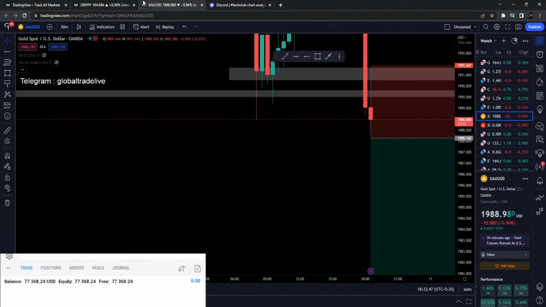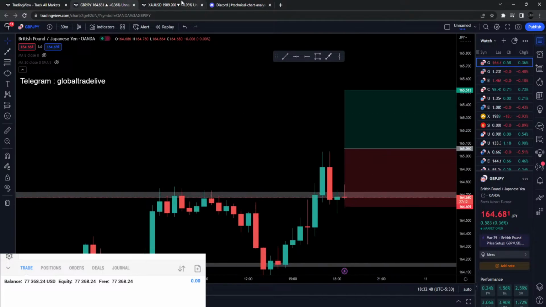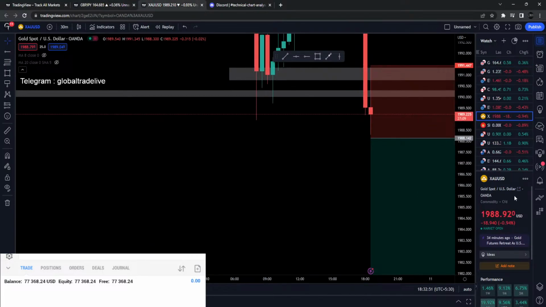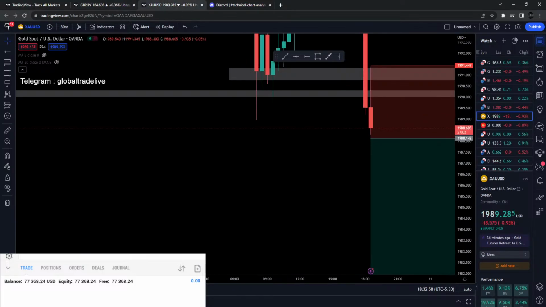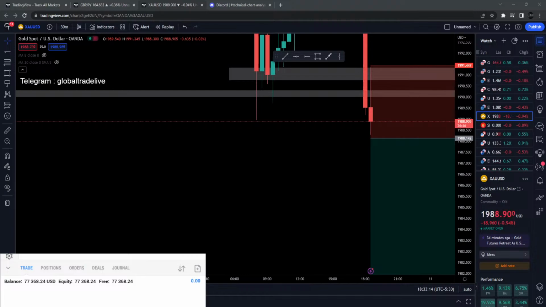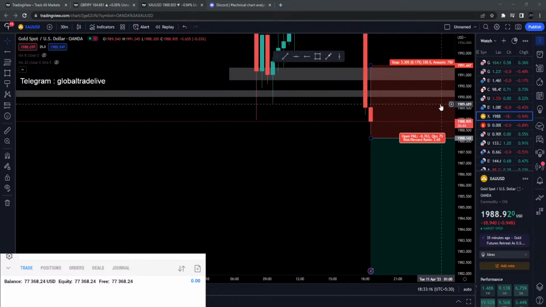See, it reversed. It just reversed over here in GBP JPY. That's where most of the traders get trapped, in these kinds of things. Okay, it's about to break the low, and I'm ready to take a trade, and we'll keep the stops at 1991.447.